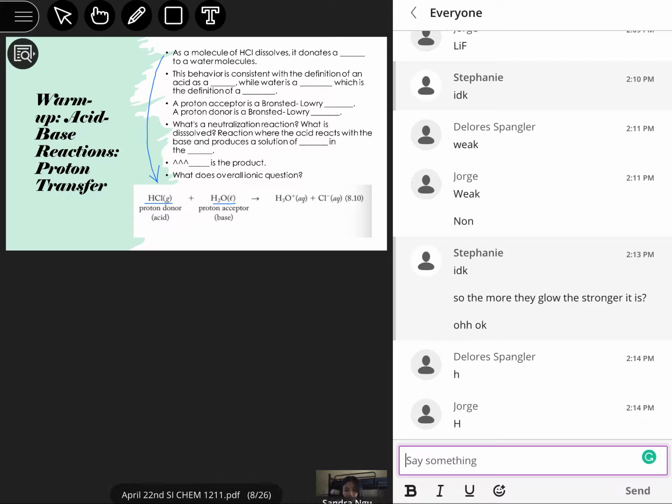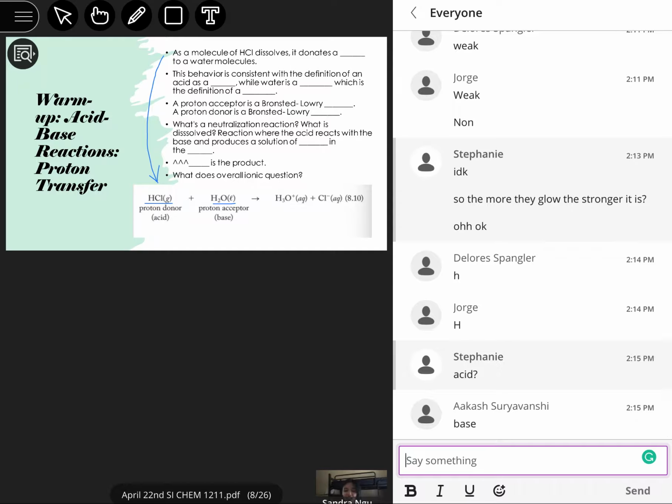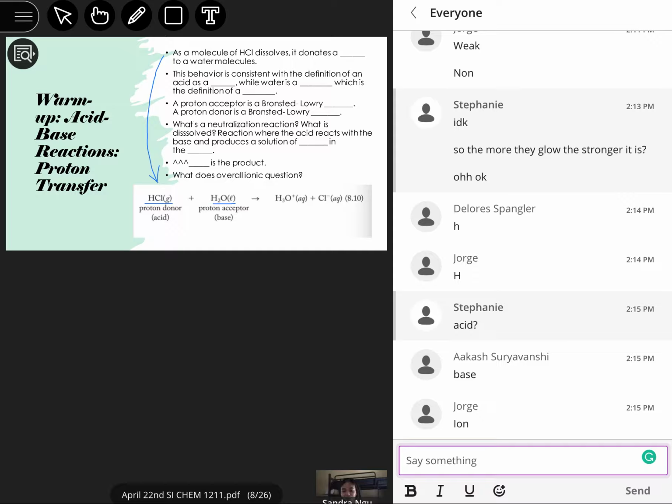In an overall ionic equation like this, an acid. Okay. All right. Base. Okay. So, you guys are on the right track of what you're donating. Ions, very close. Okay, I'm just going to say it because you guys are doing really well. But it's actually a proton I'm looking for. It donates a proton. That's the word.